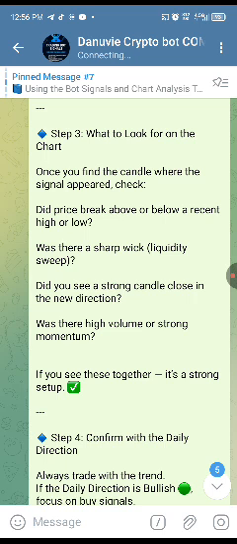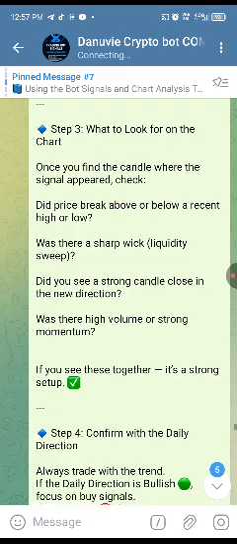Now, was there high volume or strong momentum? Volume simply means the amount of orders being placed in the market at a particular point in time. And momentum simply means how fast the price moved from one price point to another. That's what is called momentum. So, if you see this together, it's a strong setup. All these things we are looking at are what is going to tell us whether the setup is strong and is going to follow through, or whether the setup is not strong enough.